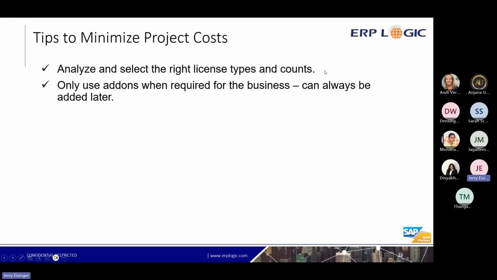Again, there's lots of add-ons that are available. Our recommendation is to only use the add-ons when it's required for the business. And you can always add them later. So let's just say, for example, that you think you might want to be doing barcode scanning. That's not something you have to do day one. We can do the implementation without that and then add it in later if you want to. And that's just one example of add-ons that we commonly would implement.